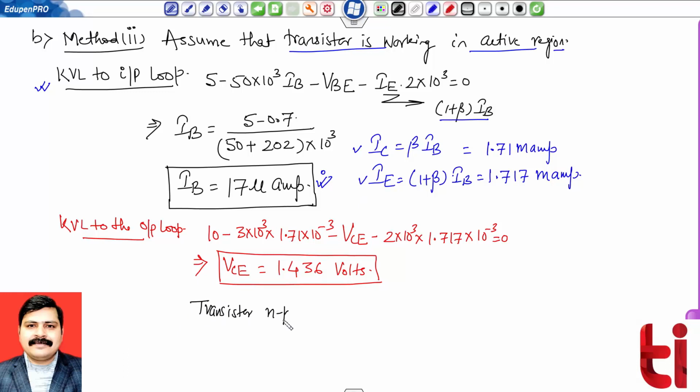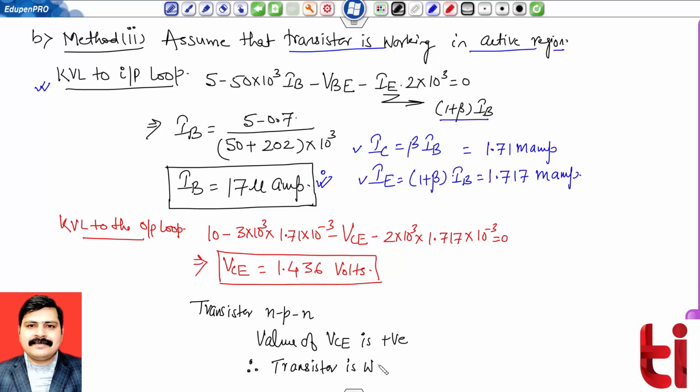As my transistor was NPN, and the value of VCE is positive, this means that my transistor is working in active region.